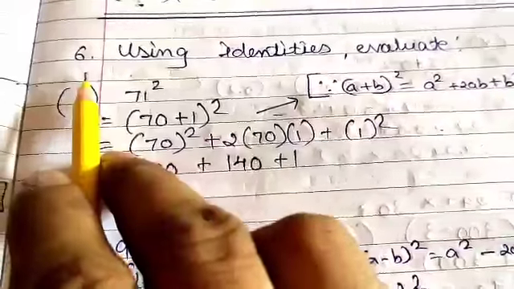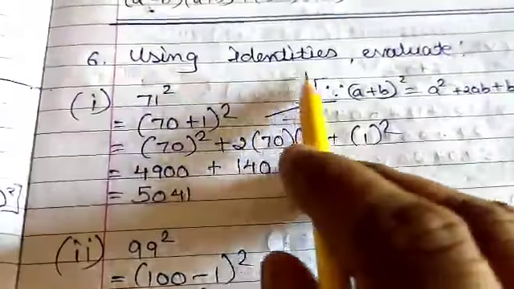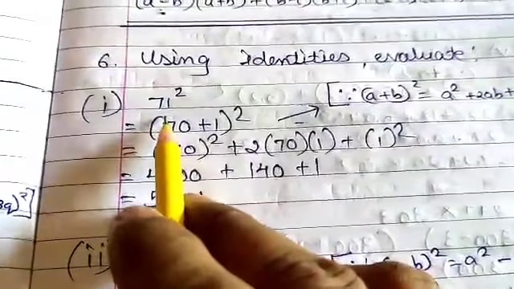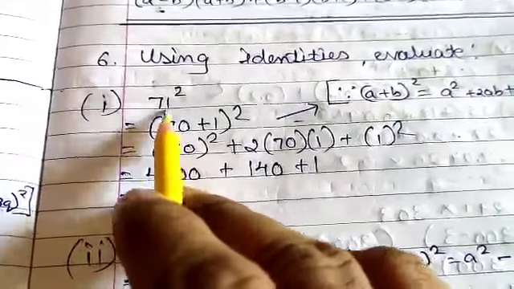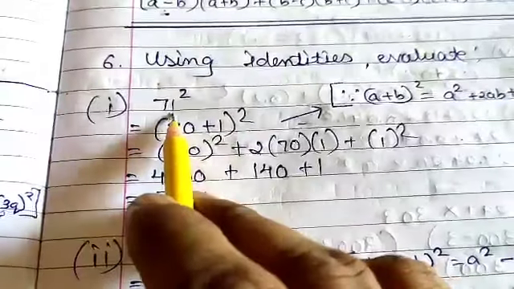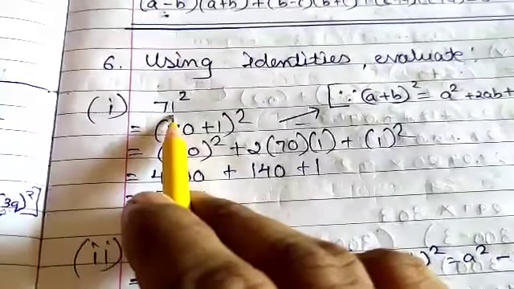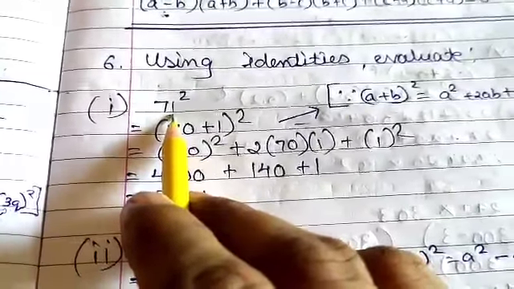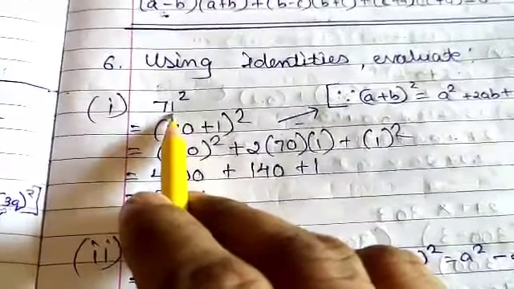Let us start question number 6. Using identities, evaluate. Now we have to use an identity and we have to evaluate the sum. 71 square. Now dear student, whenever the unit place digit is less than 5, try to take the nearest multiple of 10.